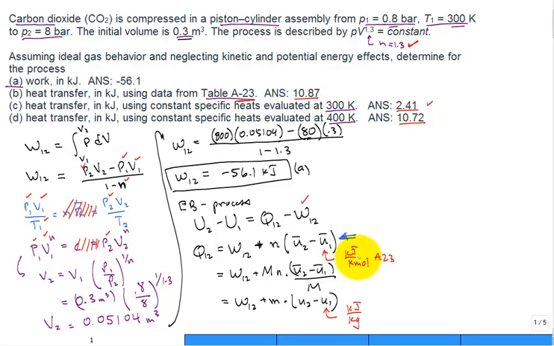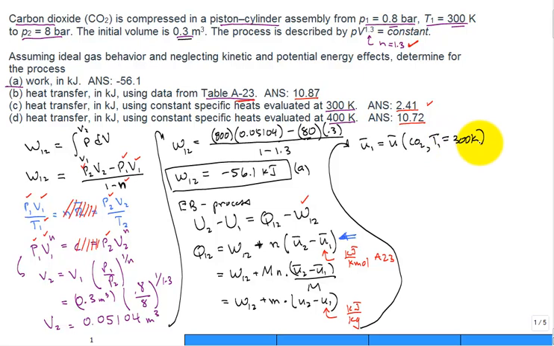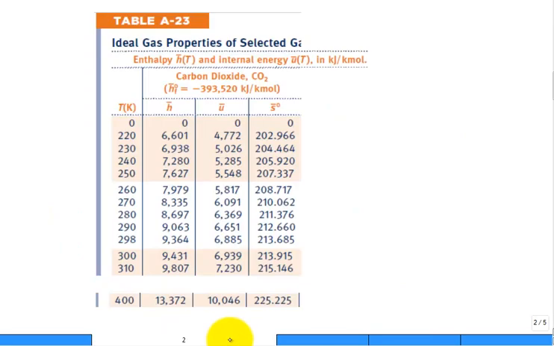This is a function of temperature. So we are given T1, and we can get U bar 1 equal to U bar for the carbon dioxide. Don't get off on the wrong column or anything. Make sure it's carbon dioxide at that temperature T1 of 300 Kelvin. So let's go to the table and do that. I believe that's on the next slide.